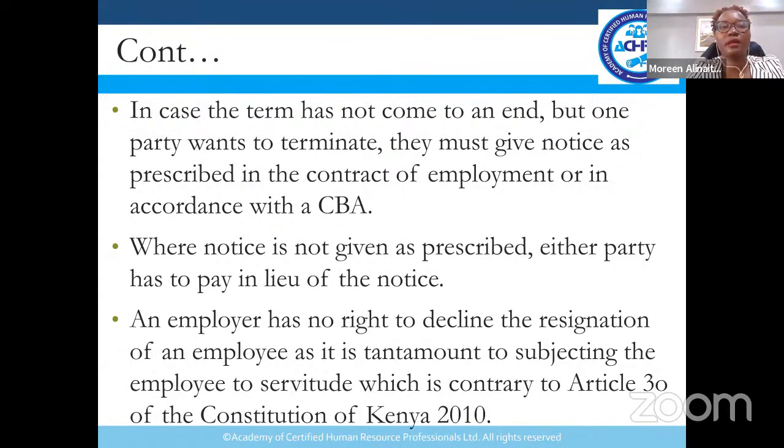How many times do we see employees paying employers in lieu of notice? Very few times, very, very few times. An employer has no right to decline the resignation of an employee, as it is tantamount to subjecting the employee to servitude, which is contrary to Article 30 of the Constitution of Kenya.